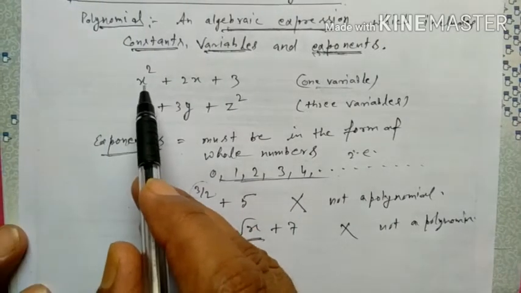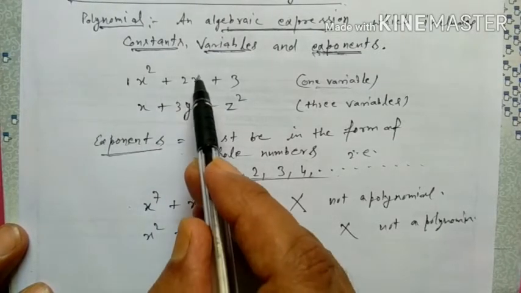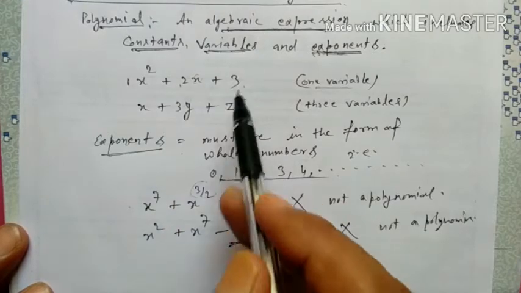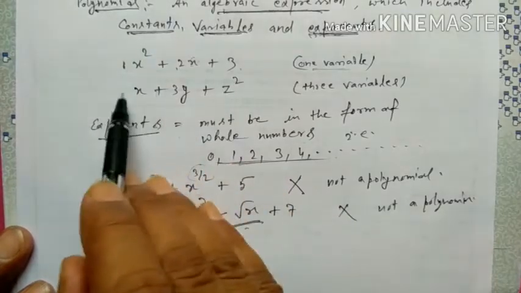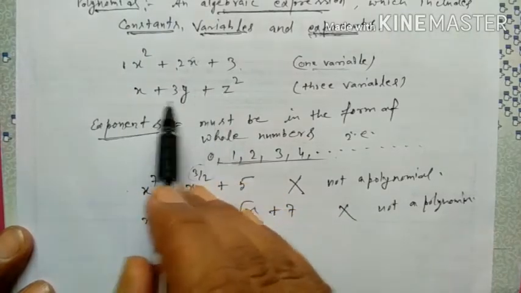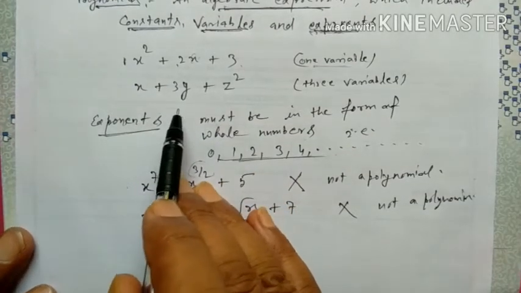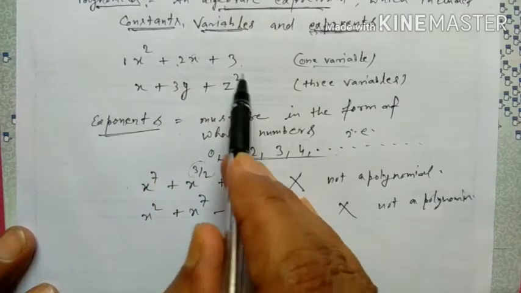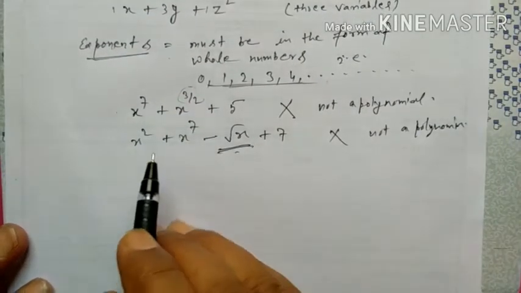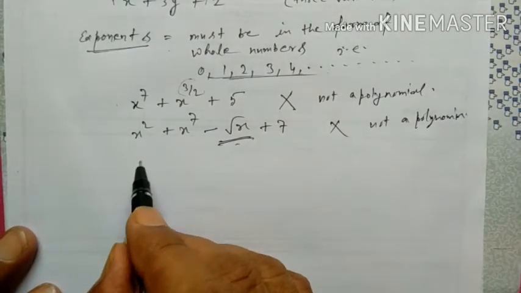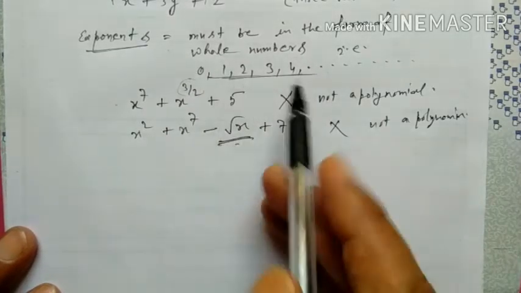The coefficient of x square is 1, the coefficient of x is 2, and 3 is the constant term. This consists of three terms. This also consists of three terms, and this is known as a polynomial in three variables, 1, 2, 3. The coefficient of y is 3, the coefficient of z square is 1, and the coefficient of x is 1, and so on. So this is the important condition: exponent must be in the form of whole numbers.